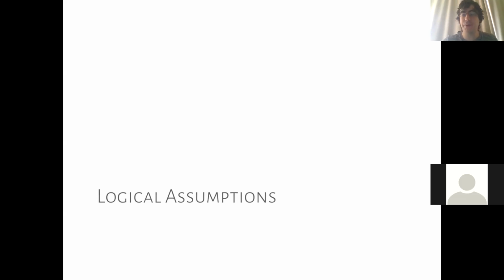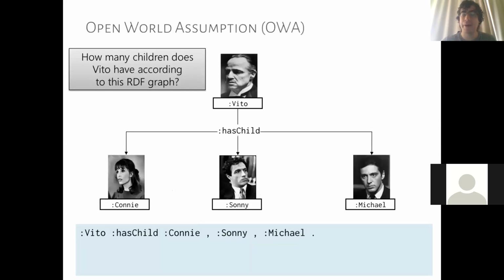One of them I referred to earlier, about how we interpret the data in a more general sense and how it reflects the world. So the first is called the open world assumption. So if we look at this example here, we see that the graph mentions 3 children for Vito. So Vito has child Connie, Vito has child Sunny, and Vito has child Michael. So how many children does Vito have according to this RDF graph? How many children can we conclude that he has in real life?